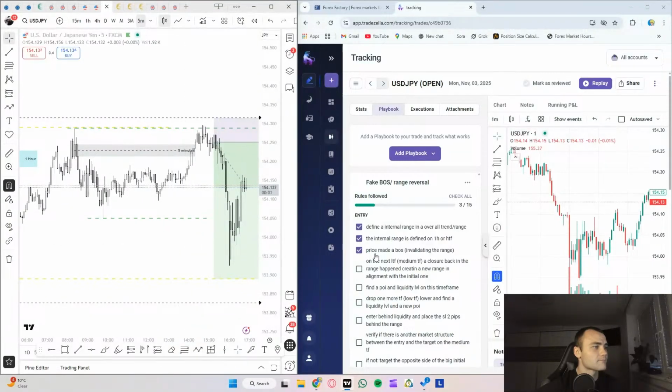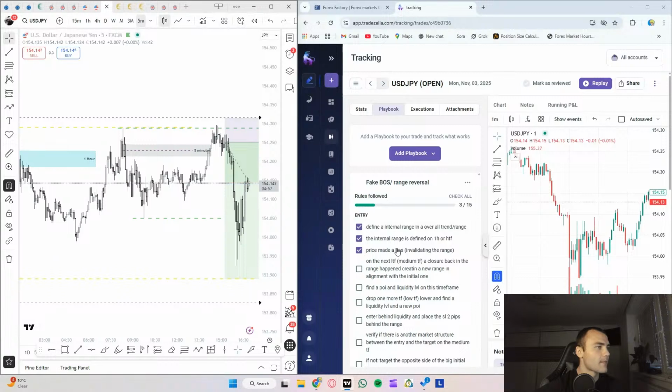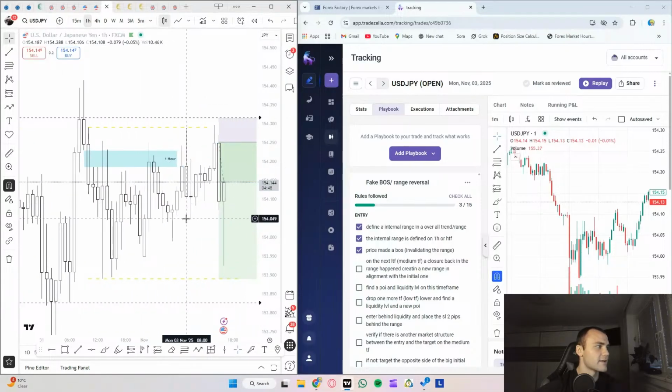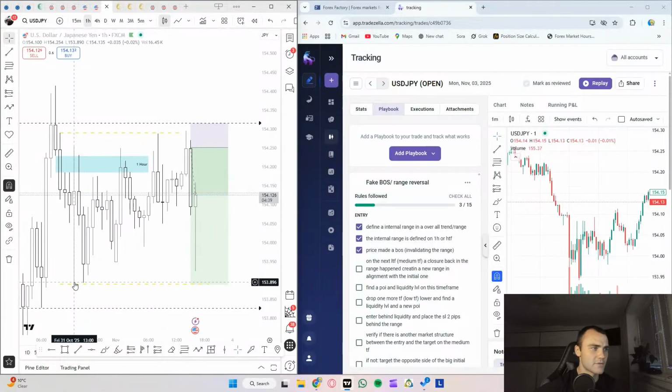Well, now, define an internal range in overall trend or range. Well, I defined the internal range, right? It is this one, from this high to this low. This is my internal range in an overall trend range, right? This is my overall range, and this is my internal range. Well, perfect.